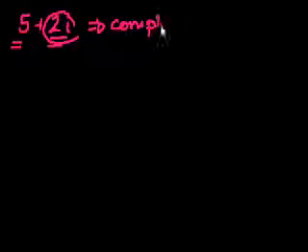You can almost imagine them, and I don't want to use the word imagine too much, as in different dimensions. And so a number that has a real part, like the 5, and an imaginary part, like the 2i, is called a complex number.